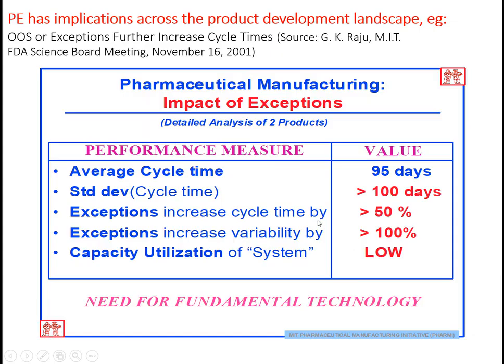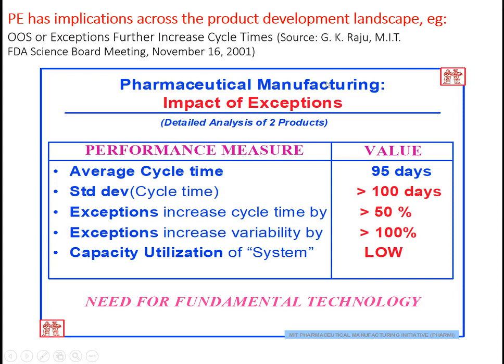From here, let's talk a little bit about some implications. So I'll sort of start from the large scale. This is a study that was done many years ago in 2001 by G.K. Raju when he was involved with the CAMP consortium between Purdue and MIT. CAMP was the Consortium for Advanced Manufacturing Pharmaceuticals that Steve Byrne and Charlie Cooney headed.